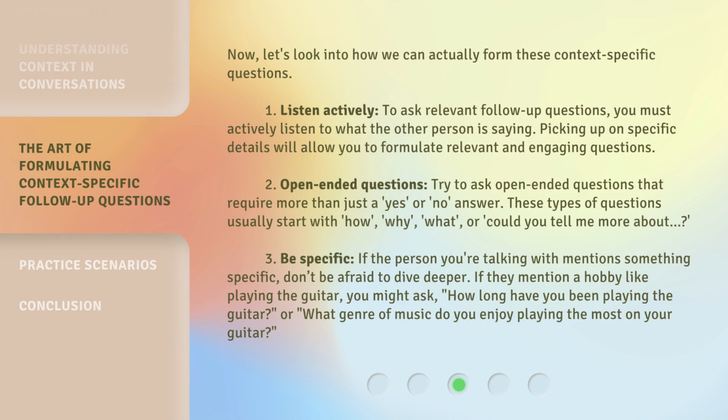Now, let's look into how we can actually form these context-specific questions. 1. Listen actively. To ask relevant follow-up questions, you must actively listen to what the other person is saying. Picking up on specific details will allow you to formulate relevant and engaging questions.